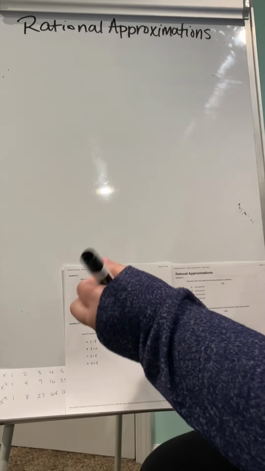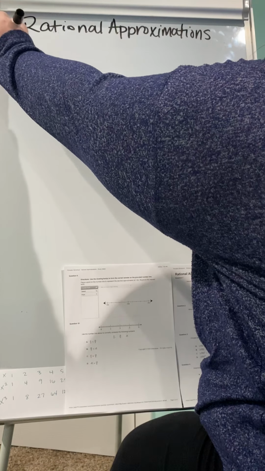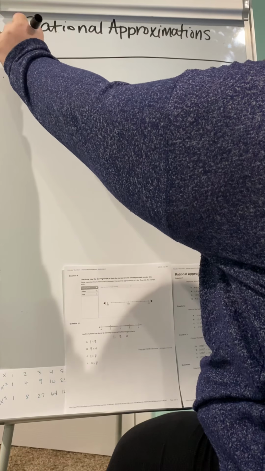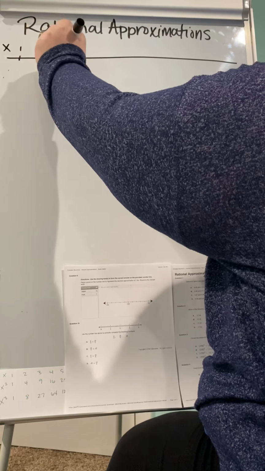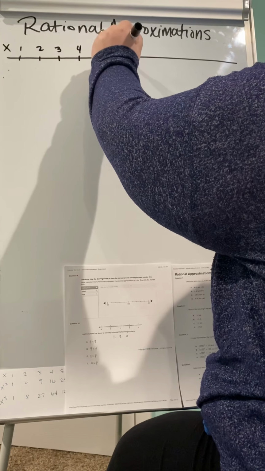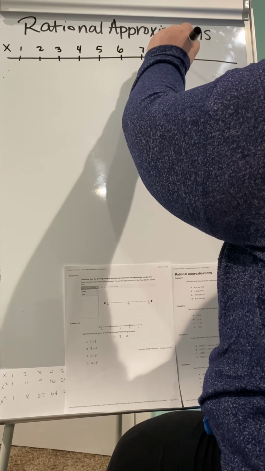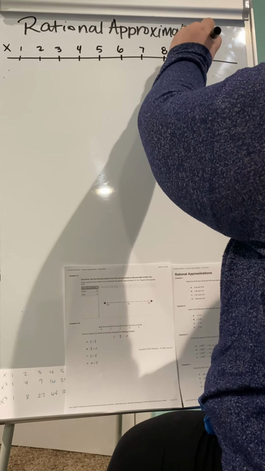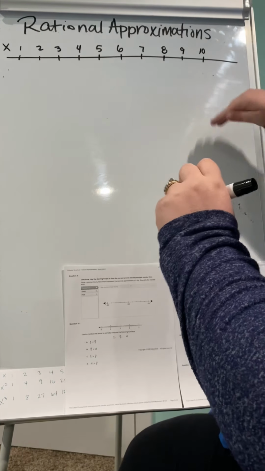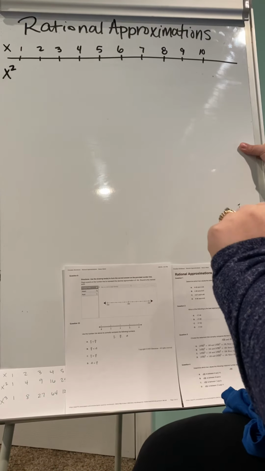So we're going to start back. I'm going to look back at our number line that we drew in one of our other videos. So we have our x values going up here, and we have 1, 2, 3, 4, 5, 6, 7, 8, 9, 10. And then down here on the other side of this number line, I'm going to square all of these numbers. So we're going to do our perfect squares again.